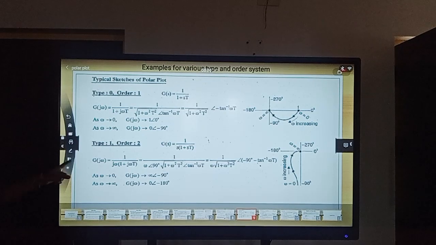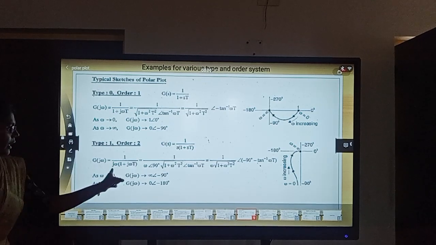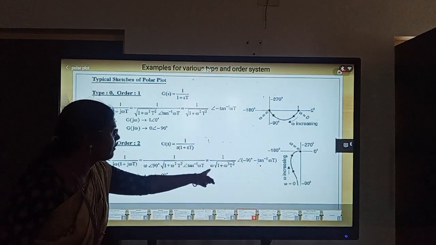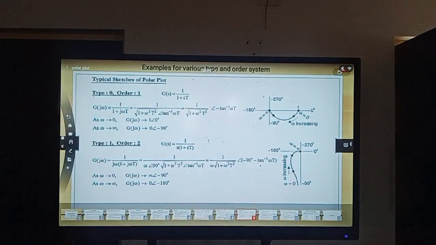That is, if you substitute g of j omega and take the magnitude, it will be like 1 divided by omega into root of 1 plus omega square t square. The t square will be any value, 2 or 4 or something like that, or 0.1. So if we substitute omega is 0 and omega is infinite, what will be the magnitude and what will be the angle? So the polar plot will be like this for type 1, order 2. This can be asked as a 2 marks question also.